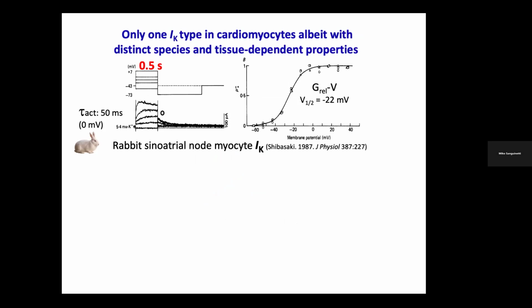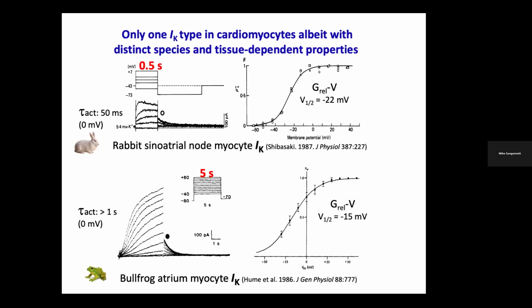For example, in rabbit sinoatrial node recordings, this current shown here was called IK by Shibasaki in Japan. You can see the currents activate pretty rapidly, have a little bit of what looks like inactivation, in other words, a decrease in current during a pulse. And upon repolarization, the tail currents deactivate relatively rapidly. They're half activated right around minus 22 millivolts. So this is a conductance voltage relationship. It just tells you what percent of channels, from 0 to 100%, are open as you change the membrane potential. So that was the one current that was found in these cells.